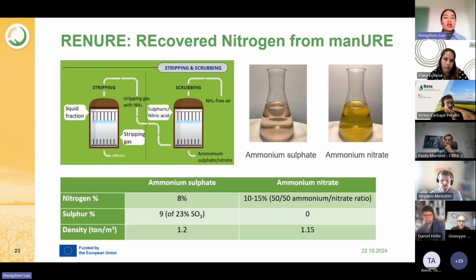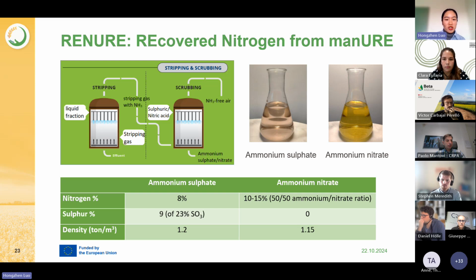So how do we produce RENEW products? In this RENEW operational group, we use stripping and scrubbing technology. The liquid fraction of manure or digestate fed into the system, and air blows the ammonium out in a gaseous form from the liquid fraction. Then in the next step, we use sulfuric acid or nitric acid to absorb this ammonia gas and form ammonium salts, either ammonium sulfate or ammonium nitrate.